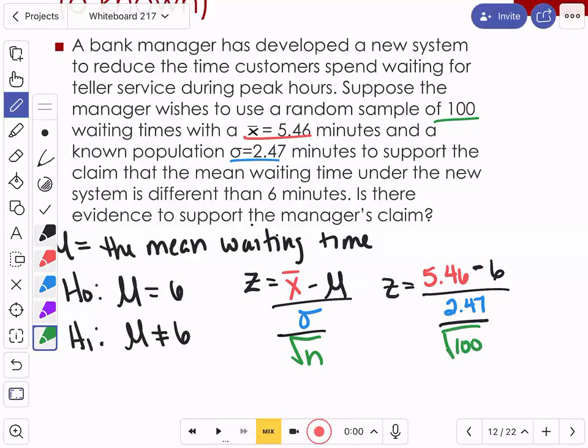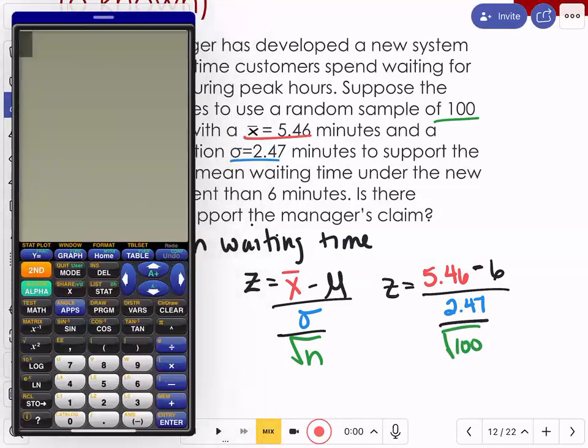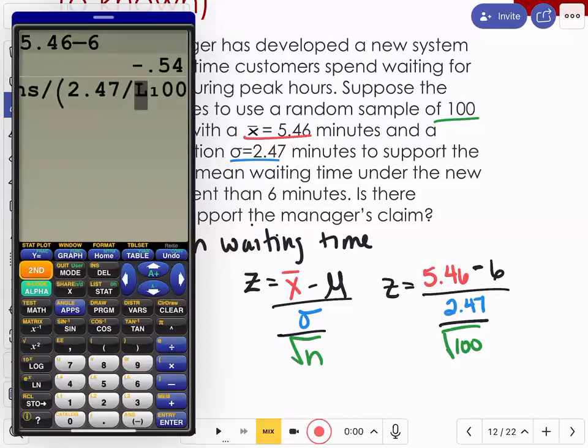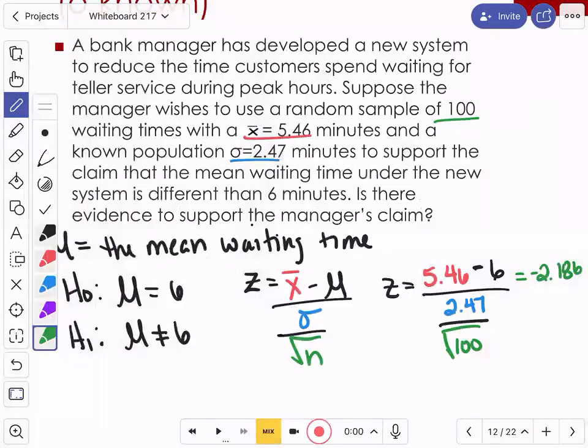So that's the first part: calculate the Z-score. When I calculate this, 5.46 minus 6, divided by 2.47 divided by the square root of 100, here's my Z-score: negative 2.186. Negative 2.186. Now, there's a couple ways we can do this.